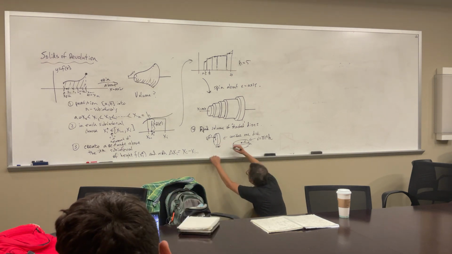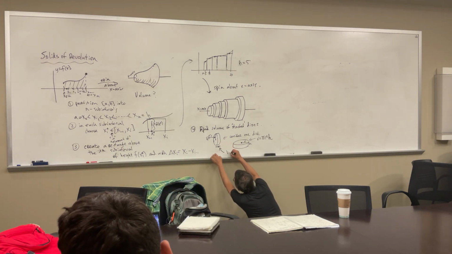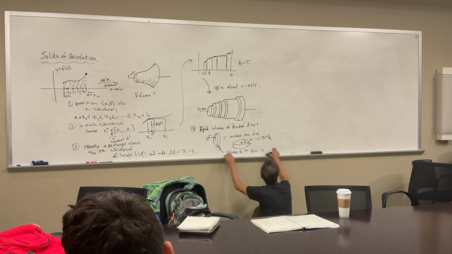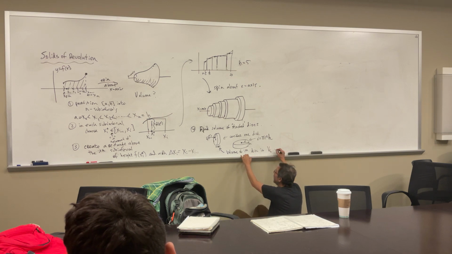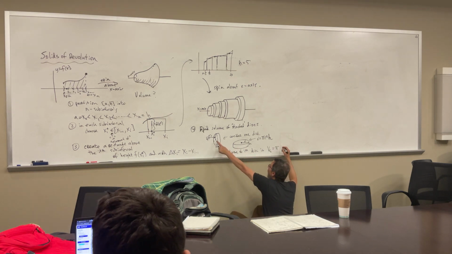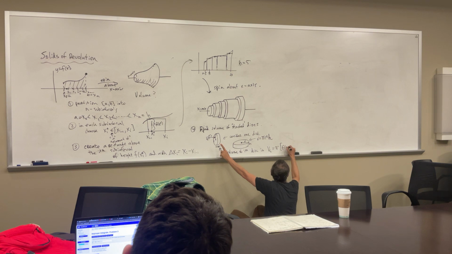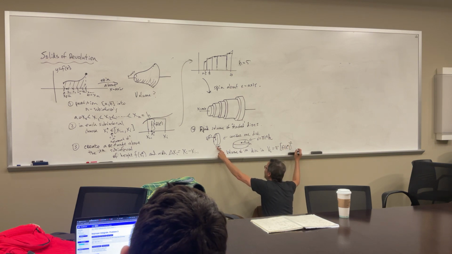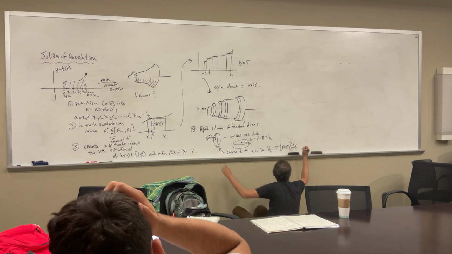So the volume of the ith disk, I'm going to put V sub i, equals pi radius squared times the height, which is delta x sub i.